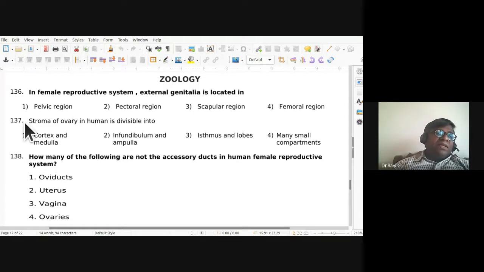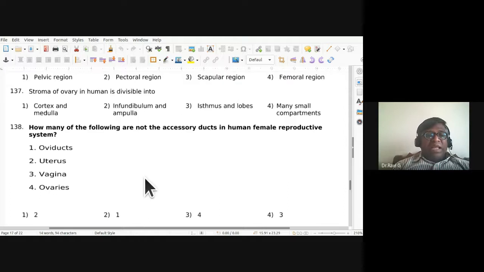137, the stroma of ovary in human females is divisible into cortex and medulla, infundibulum and ampulla, isthmus and lobes, or many small compartments. So the stroma of human ovary is divisible into cortex and medulla, the first one. So 137, the first one is the right answer.